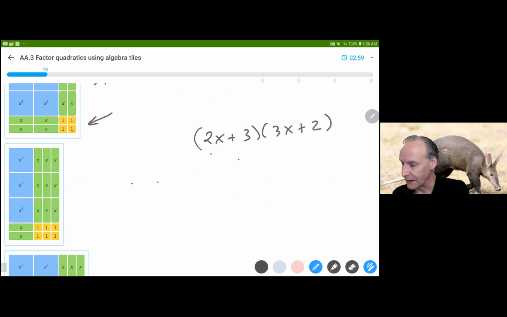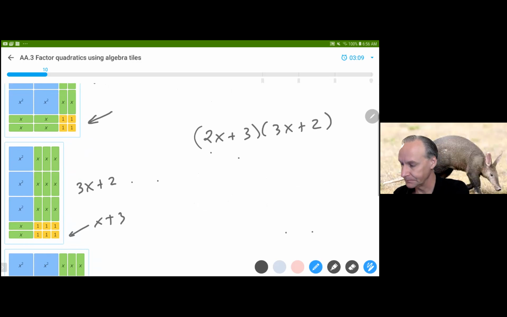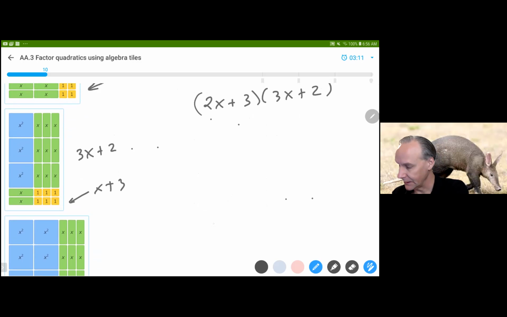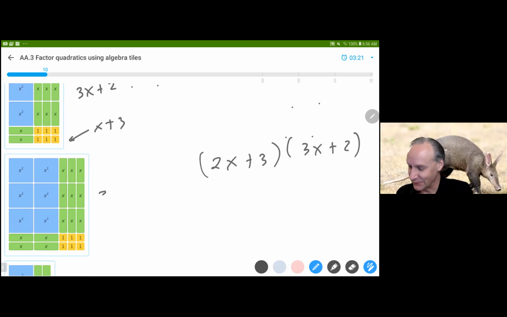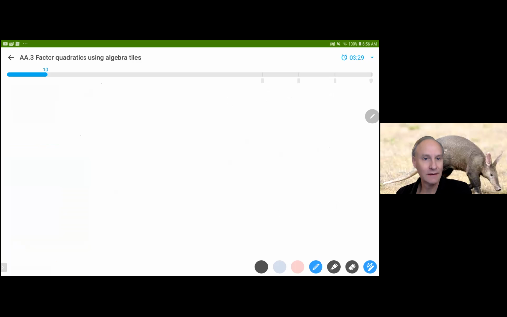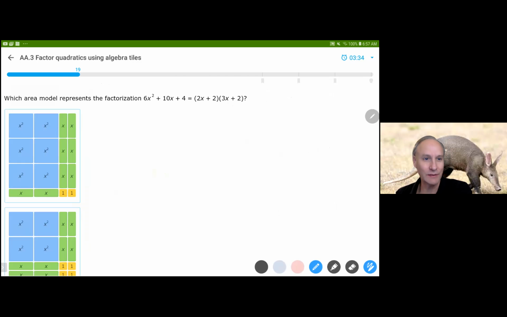Well, let's see. We've got 3x plus 2. I see that one. But this one is only x plus 3 down here. So that's not it. And I'm going to write it again. 2x plus 3 times 3x plus 2. Let's see here. We've got a 3x plus 2. Nice. And do we have a 2x plus 3? We do. And there it is. Once I find it, I'll go ahead and take that one. So I think you guys will be able to read them okay.